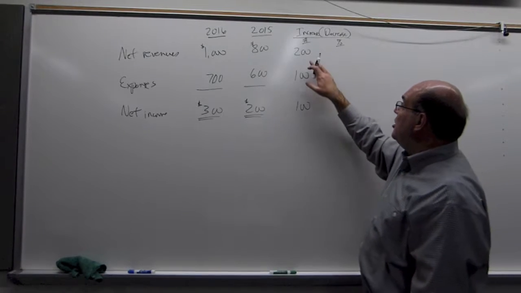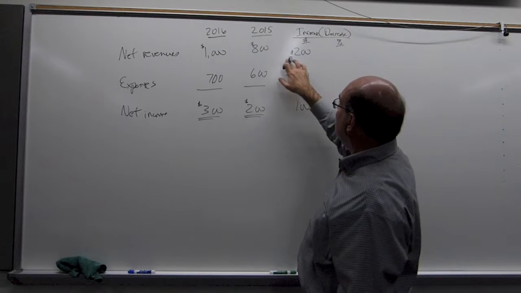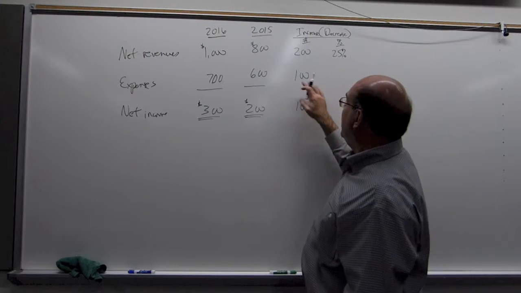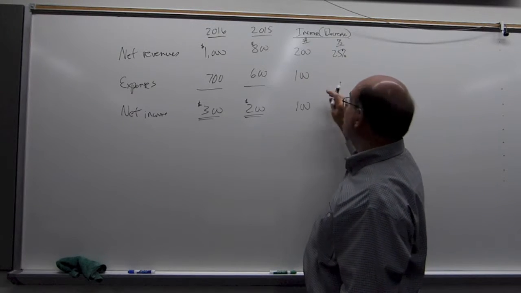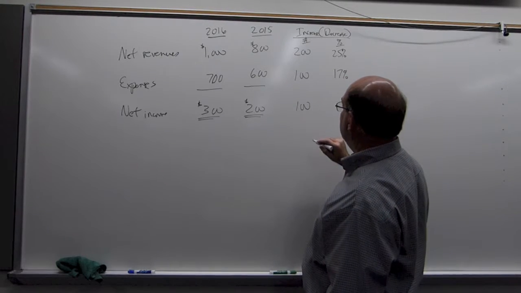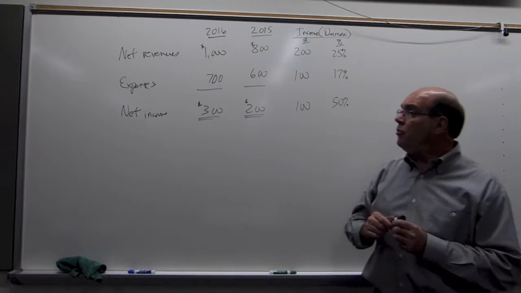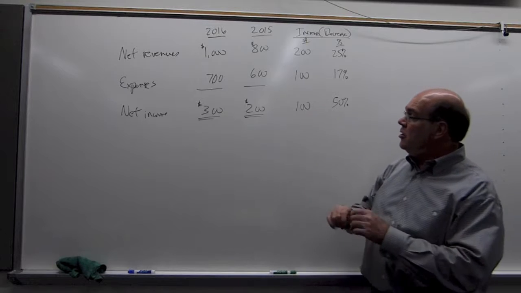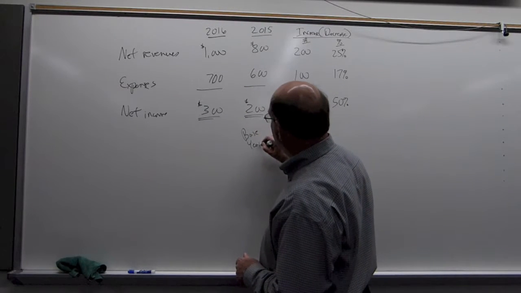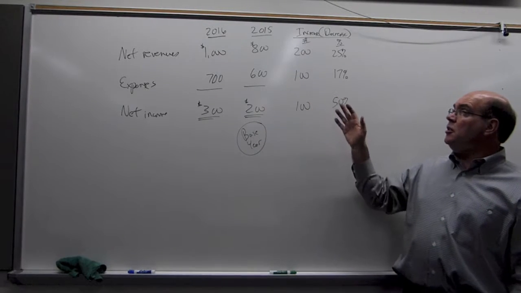The percentage is always based on the base year, which is the earliest year. So 200 divided by 800 is 25%. 100 divided by 600, I think that's like 17%. And of course 100 divided by 200, that's 50%. So you go through and calculate the numbers. Again, your earliest year is always your base year, so that's important to know. And then you're using these percentages and looking to see what the big changes are.